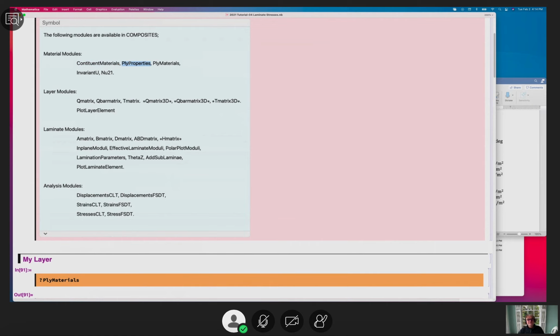Ply properties is a module to give you the properties of a ply made of both resin and fiber. And then ply materials are the materials that you can use for a ply. But yeah, you need to type a question mark in front of each one of those and look at them one by one to see which one is doing what.